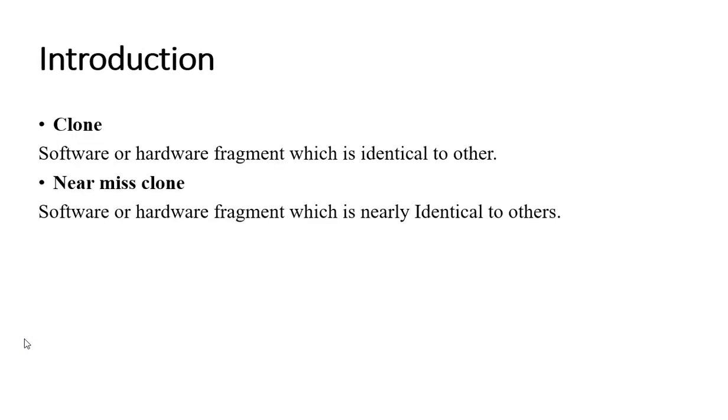Before going further, let me introduce the basics. A clone is a program fragment that is identical to other fragments, and a near miss clone is a fragment which is nearly identical to others. Near miss clones occur when the clone is copied and then edited, which gives rise to near miss clones. They generally occur due to copy paste.